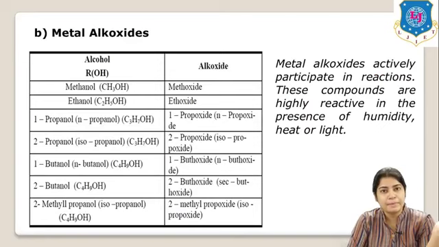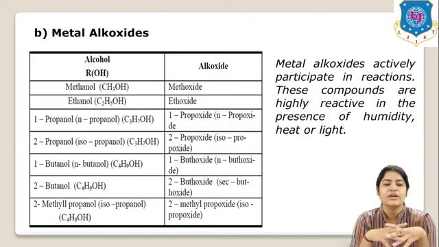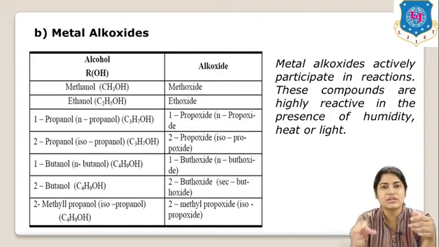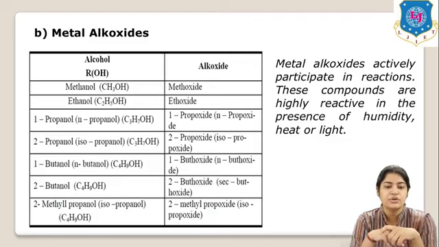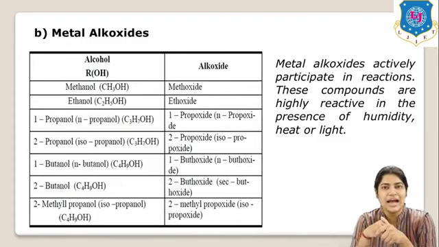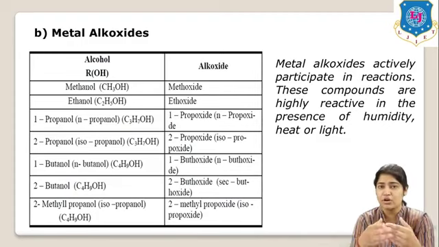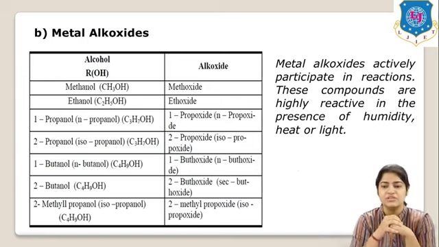Now about metal alkoxides. What alkoxides can you use? For methanol, its alkoxide is methoxide. For ethanol, the alkoxide is ethoxide. Similarly, for 1-propanol and 2-propanol, you can see they have corresponding alkoxides. So these are the kinds of alkoxide you can use as a pre-initiator.